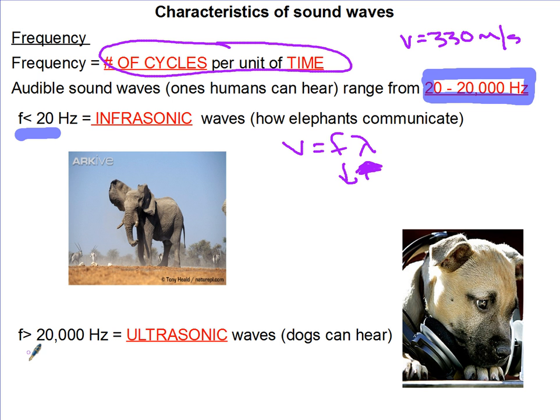Similarly, if it's above 20,000 hertz, this is ultrasonic. Now this is what dogs can hear. Dog whistles don't hurt us. We can't detect those sounds at all, but dogs can.